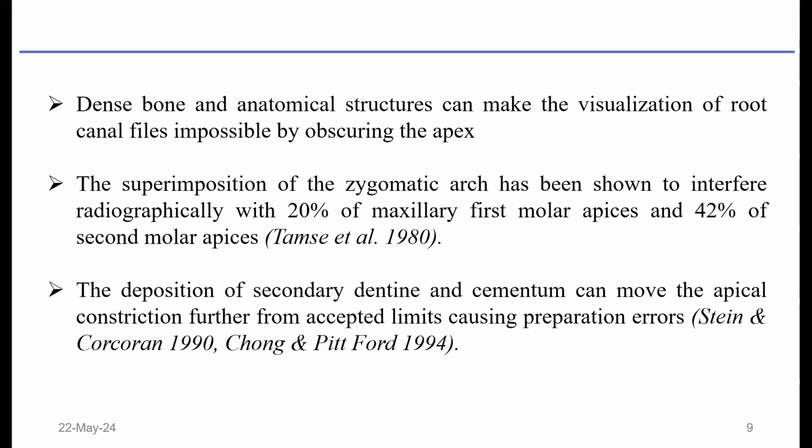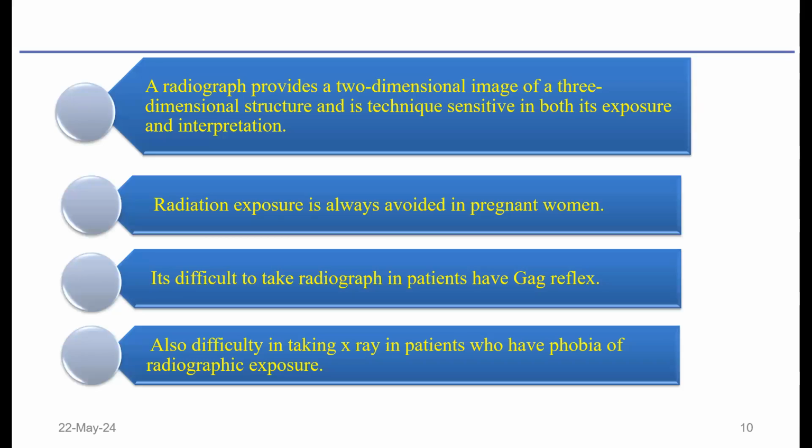So the deposition of secondary dentine and cementum can move the apical constriction further from accepted limits, causing perforation errors. The idea of discussing all this is that you cannot solely rely on the radiographic component to check the working length of a root canal space. Using an apex locator can predictably give better results, but it's not always accurate, maybe not 100%. But to an acceptable limit, an electronic apex locator can help you arrive at a correct assessment of the root canal space.